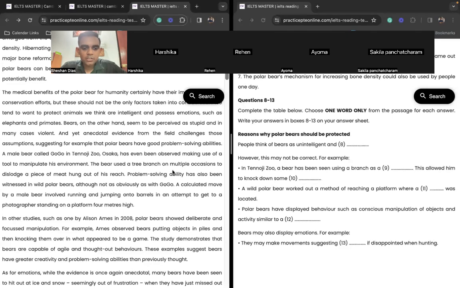Okay, the bear used a tree branch on multiple occasions to dislodge a piece of meat hung out of his reach. Dislodge means knock down. Knock down what? Knock down a piece of meat. Can we write piece of meat? No, we can't. Why? Because it says one word only.